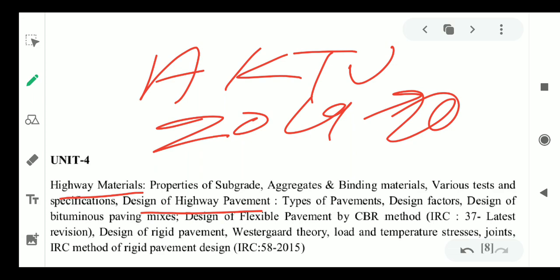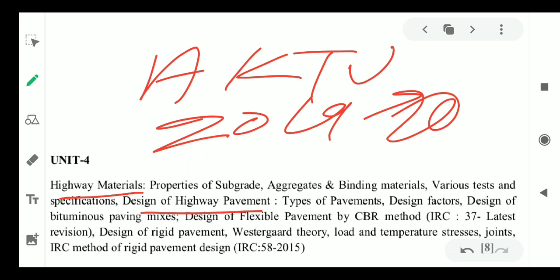Next, various tests and specifications of the materials like soil: properties of soils, types of soil, moisture content of the soils, etc. And aggregate: size of the aggregate, angular properties of the aggregate, shape of the aggregates. And binding materials: softening point of the bitumen, ductility of the bitumen, and all other tests or specifications of the materials.